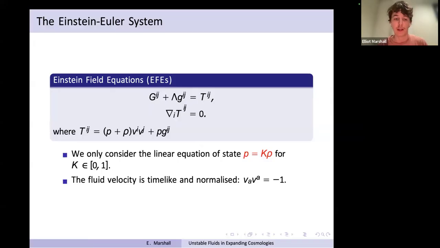So there are physical and mathematical reasons for this restriction. So K equals 1 is when the fluid speed is the speed of light. So it's natural to assume that our fluid shouldn't have a sound speed greater than that. And then outside of this region 0 to 1, there have been questions about the well-posedness of the Euler equations. So this is a natural restriction to make, and indeed, it's the most commonly studied case. Additionally, I should also mention that our fluid velocity has to be time-like and normalized. So its norm is going to be -1 with respect to our metric.